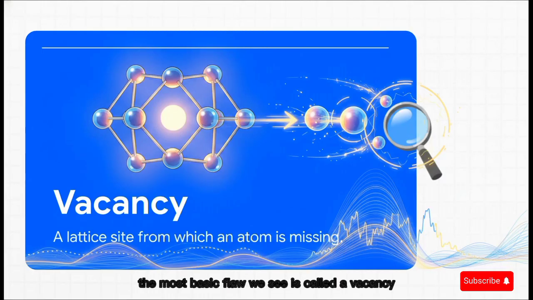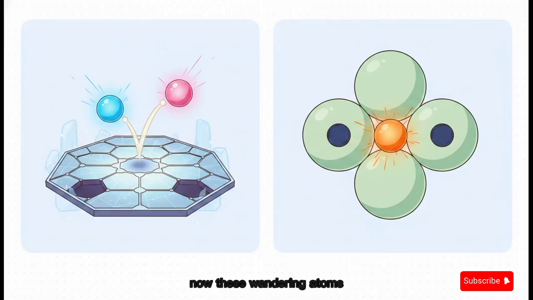The most basic flaw we see is called a vacancy. Simply put, it's just a lattice site where an atom is entirely missing, just an empty space. But rather than weakening the material in a bad way, this simple missing atom is actually a vital feature. It gives the other atoms room to move, which dramatically helps atoms diffuse through the material, and it totally changes its electrical resistivity. Now, these wandering atoms generally fall into two really fascinating types.